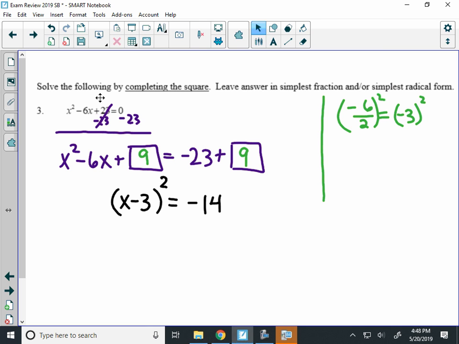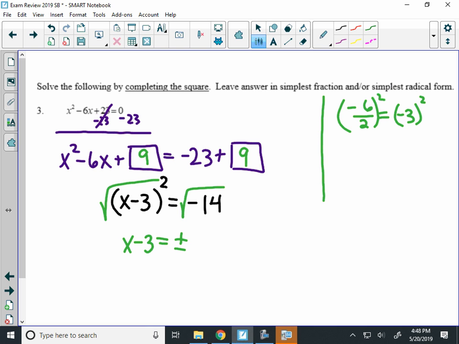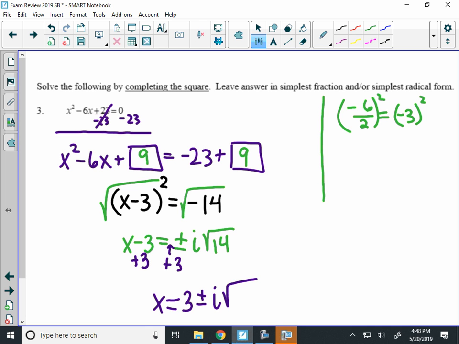Now, in order to get x by itself, I have to square root both sides to get rid of the square. X minus 3 equals. Now, with square root here, I have plus or minus. Since there's a negative under the radical, it's i. The square root of 14 doesn't break down otherwise. To finish the problem, you add 3 to both sides, and the plus 3 goes right in front of the plus or minus. So your final answers are the solutions 3 plus or minus i radical 14. Those are the solutions solved by completing the square.